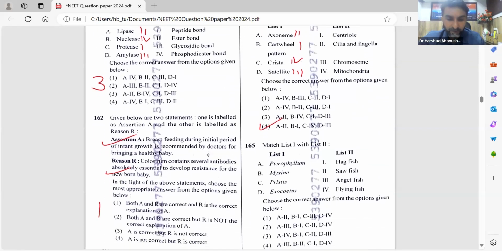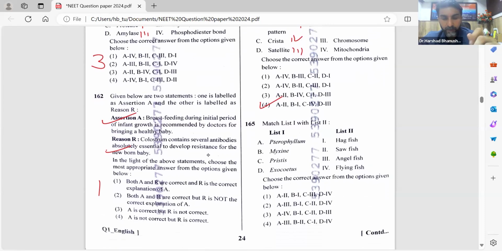Now in the next one you will find Pterophyllum is your angelfish. So A3. Myxine is hagfish. So B1. Pristis is your sawfish. And Exocoetus is your flying fish. So it'll be 3124, which is option number 2.